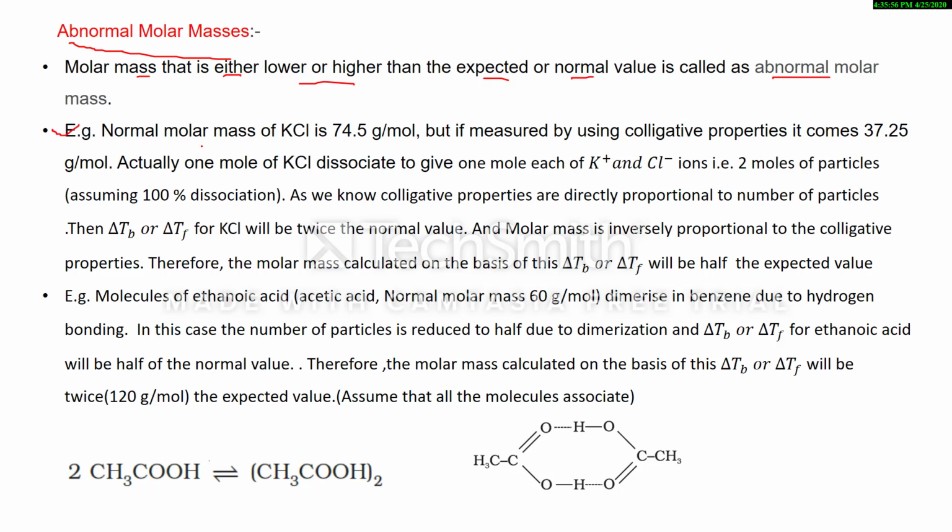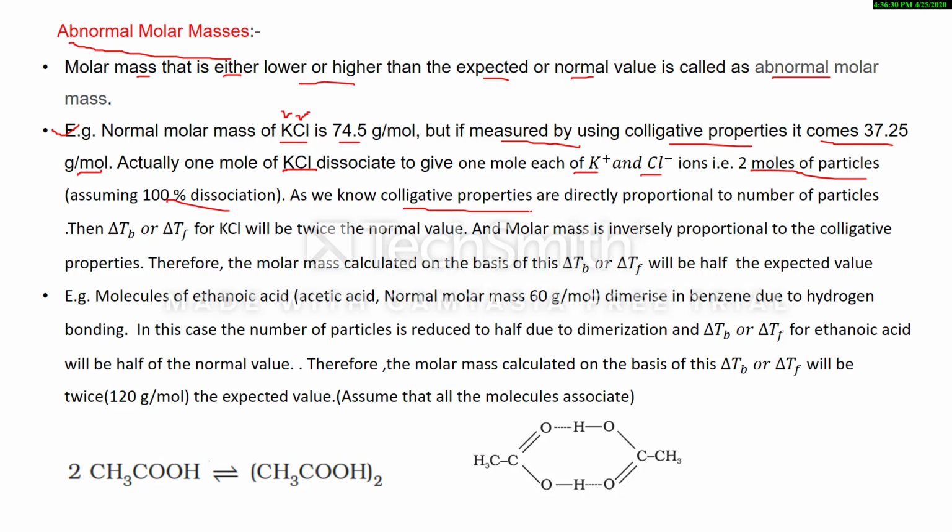For example, the normal molar mass of KCl is 74.5 gram per mole. Actually, this is the sum of the atomic masses of K and Cl. But if measured using colligative properties, it comes to 37.25 gram per mole. Actually, 1 mole of KCl dissociates to give 1 mole each of K plus and Cl minus, that is 2 moles of particles. We are assuming that 100% dissociation is taking place.